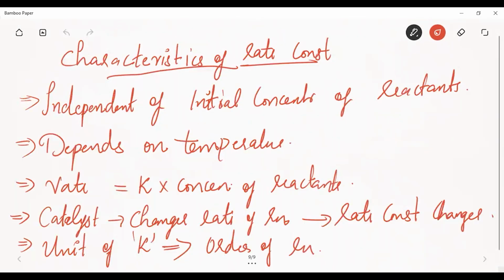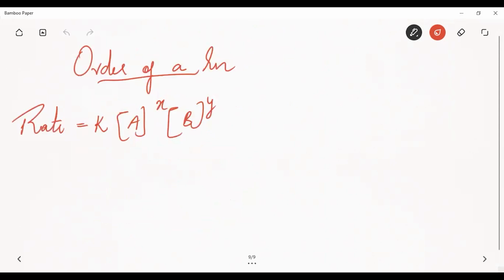No, we cannot write it as A and B always, okay. So x and y. The order of the reaction is just simple. Order is equal to the sum of the coefficients, that is, the sum of the powers of concentration of the reactants in the rate law. That is the order of the reaction.